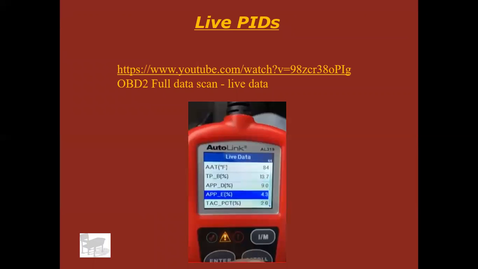All right, this time go ahead and watch this video, OBD2 full scan data, live data. It's going to show you an example of all the live data that you can pull out on a scan tool.